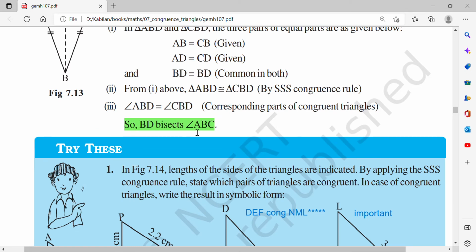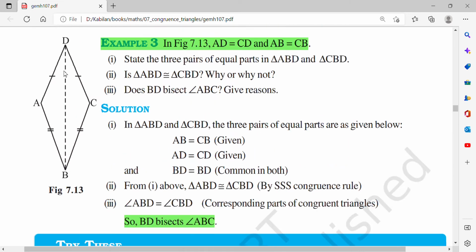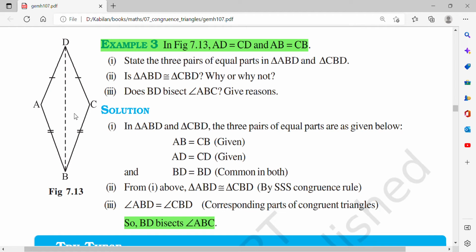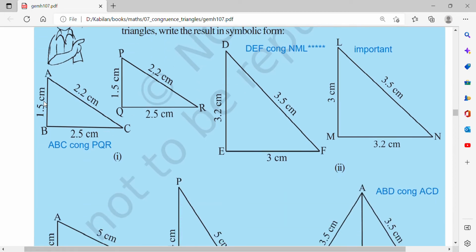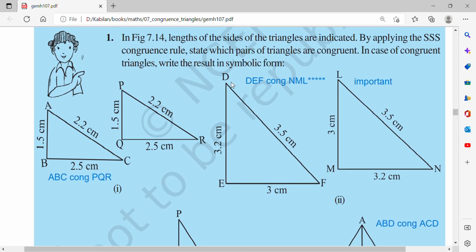BD bisects angle B and D. This side BD is common to this triangle as well as this triangle. See, here you have to write ABC congruent to PQR. Okay. Now here you see, DEF is congruent to NML. You should write NML.